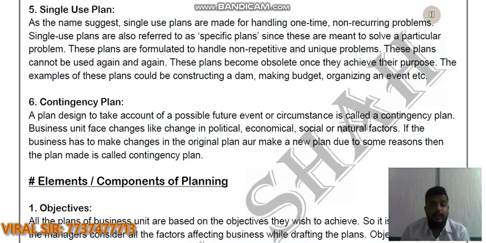single use plan. Very easy. As the name suggests, single use plans are made for handling a one time non recurring problem. Non recurring problem means non repeating problem. Single use plans are also referred to as specific plans. Since these are meant to solve a particular problem, these plans are formulated to handle non repetitive and unique problems.